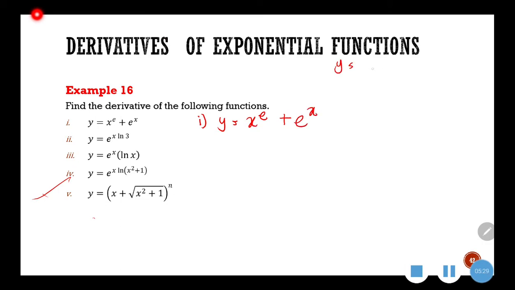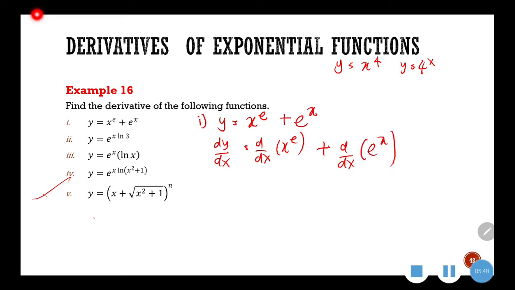Saya tanya awak, sama tak y equals x power of 4 dengan y equals 4 to the power of x. Sekarang ni soalan ni dia combine kan. Maknanya dy over dx equals, you have to find the derivative of d dx x to the power of e plus the d dx of e to the power of x. So yang ni, yang mana yang kita nak guna method yang biasa?